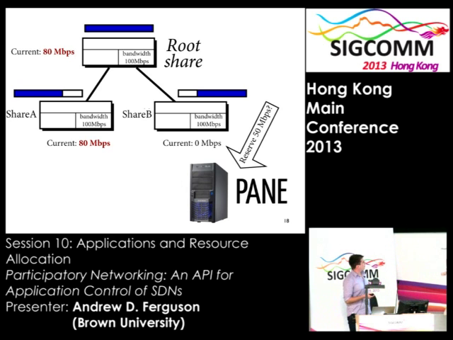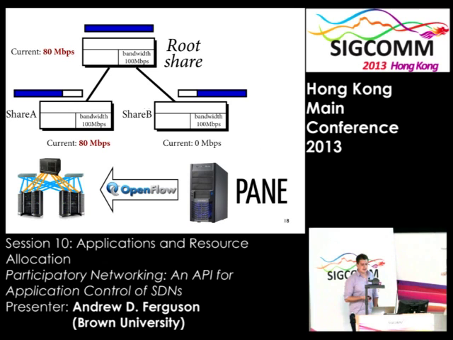Later, when a user of share B makes a reservation for 50 megabits per second, this reservation request is rejected in order to prevent a violation at the root share. Finally, when accepted requests become active, the Pane controller uses OpenFlow to reconfigure the network and implement the desired requests.